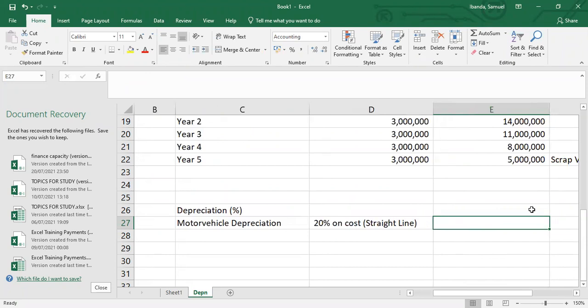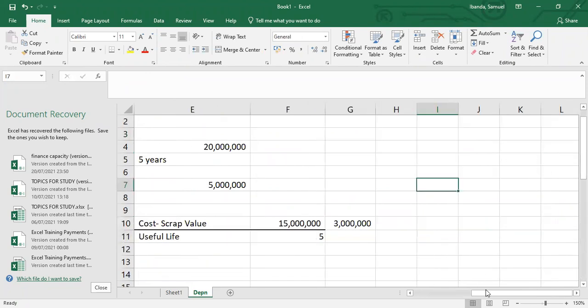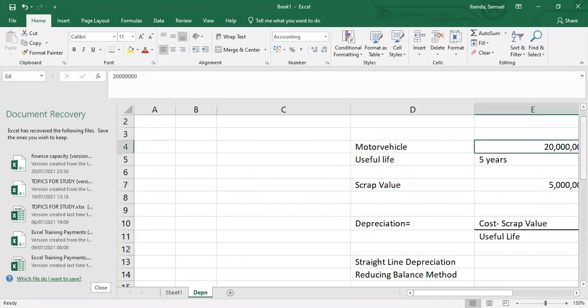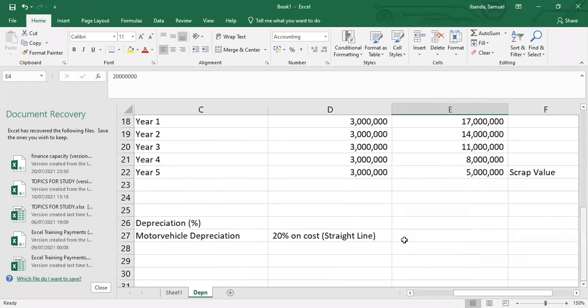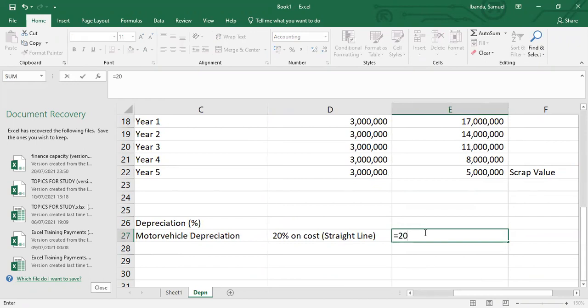Now, if they say on cost, if we have our cost value as, let's say, 20 million, in this case, we shall not use the other formula that we've just used of cost minus scrap value and so on. We shall just get the 20% and multiply it by the value, the cost, which in this case is 20 million.